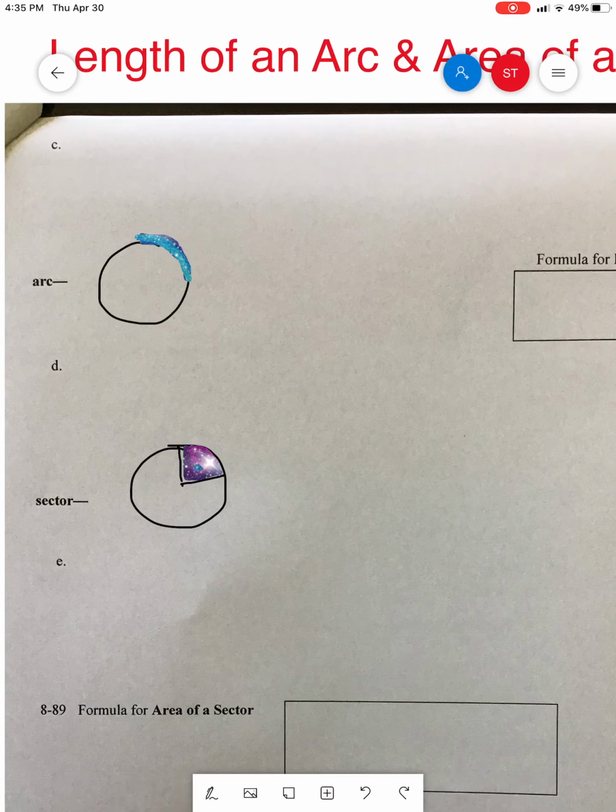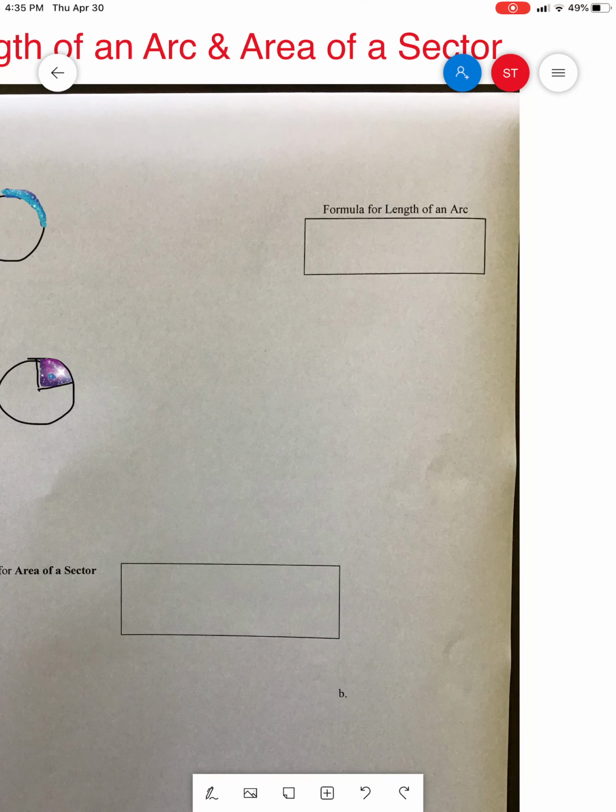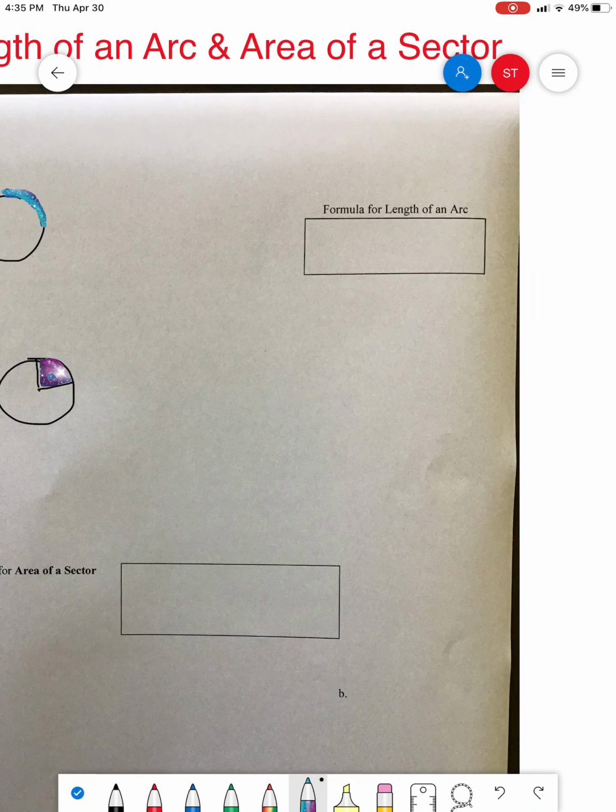Okay? Now we have formulas, so let's get those out of the way. To find the length of an arc, the formula would be, let's just call it theta over 360. Remember, theta would be the measure of the angle, or in this case the arc, and then you simply multiply that by 2 pi r. 2 pi r represents the entire circumference. This right here represents the fractional part of the circumference.